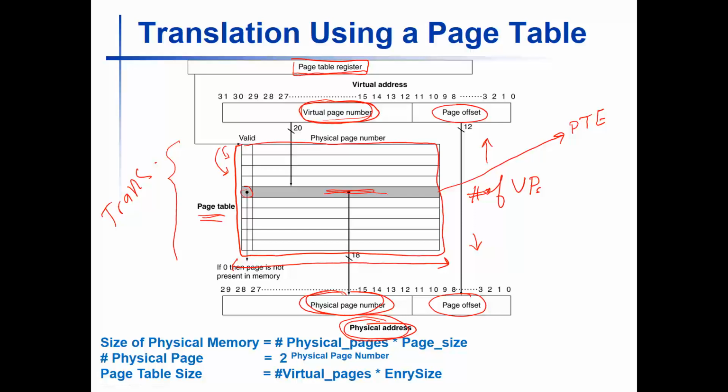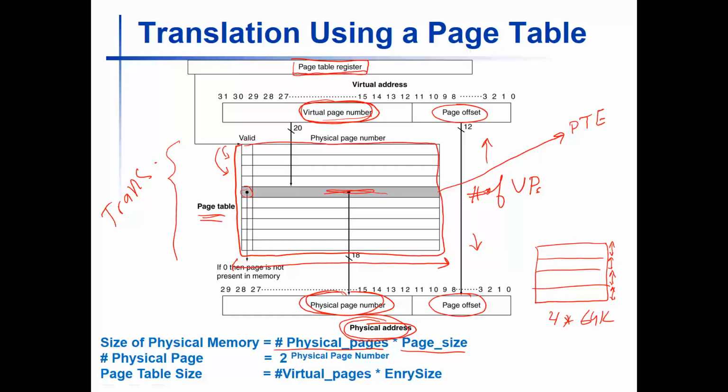So the size of the physical memory. This is my physical memory, and it consists of, let's say, pages. These are pages. This is a page, this is a page, this is a page, etc. The size of my physical memory is how many physical pages I have times the page size. So in this example, I have 4 pages, and let's say every page is 64K bytes. That's the size of my physical memory.